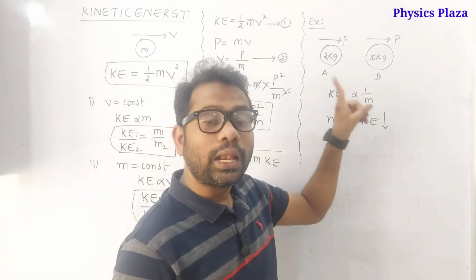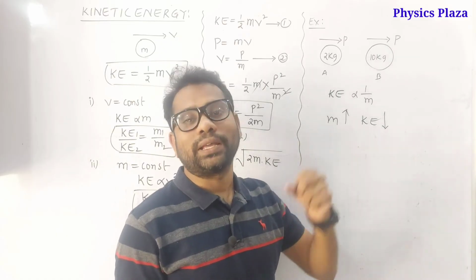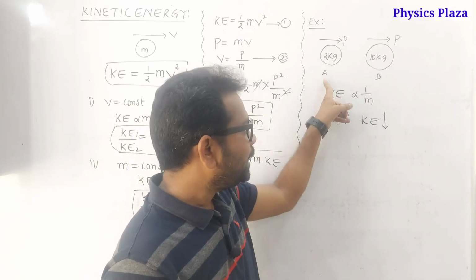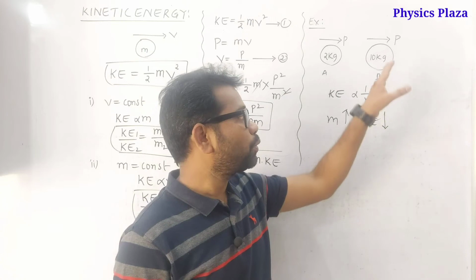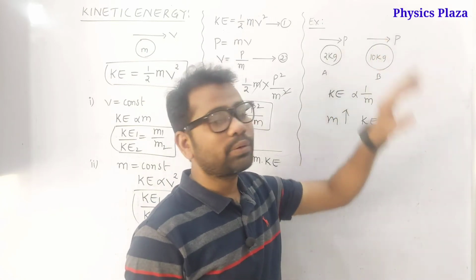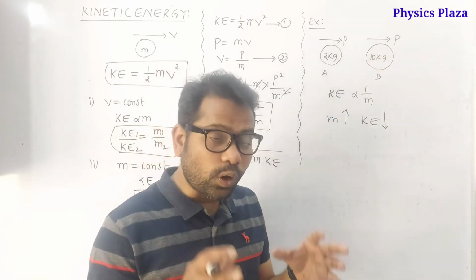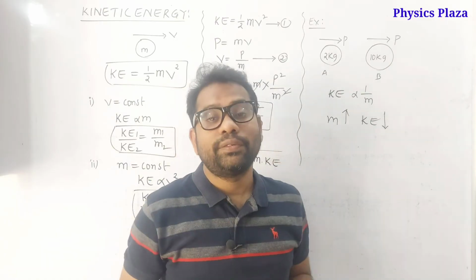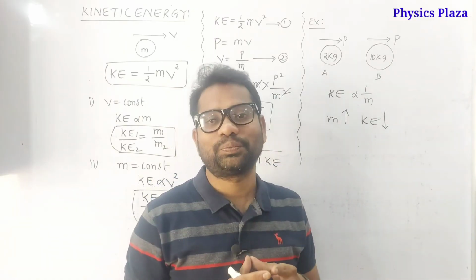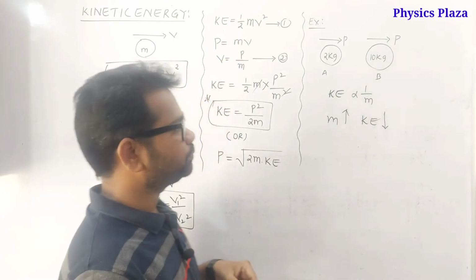So in this case, the lighter body will have more kinetic energy. That is, body A has more kinetic energy than body B because the linear momentum remains constant. So this is how we have to think when we are solving the numericals also. Okay, children, just copy it.